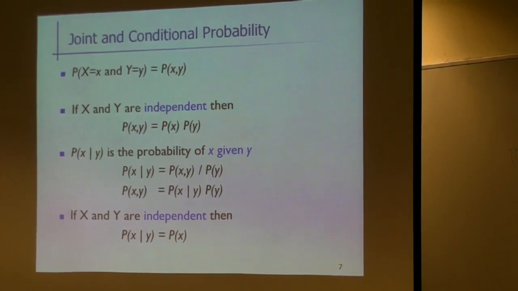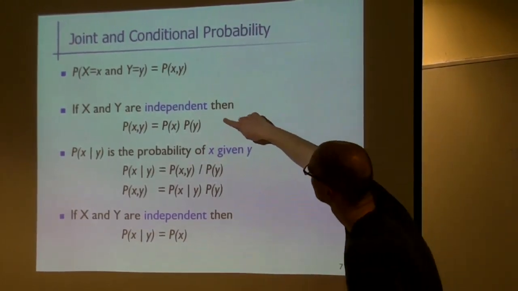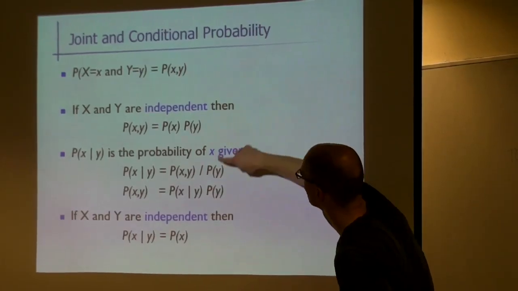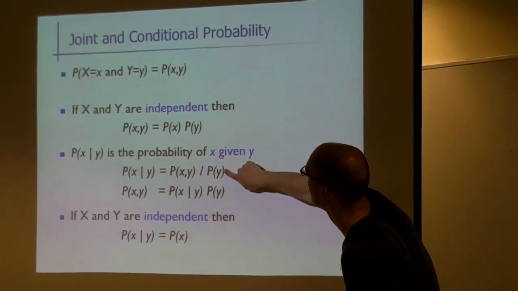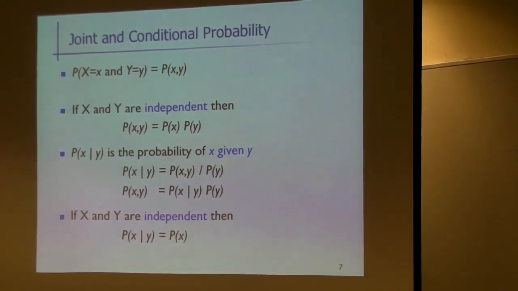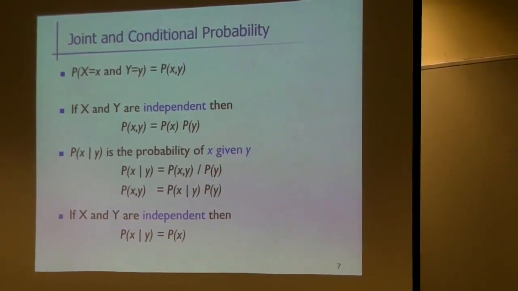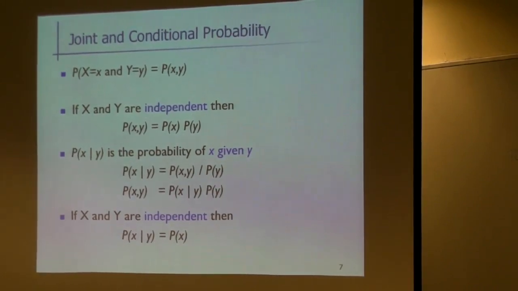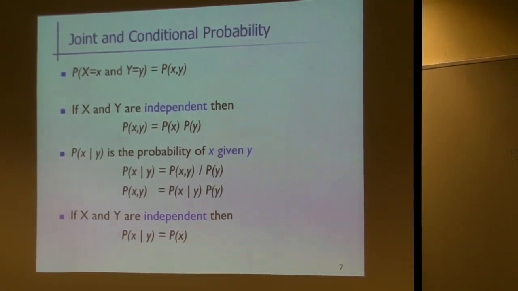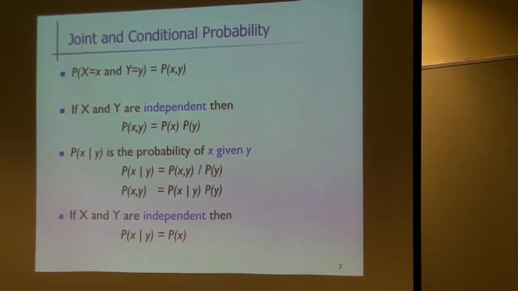If x and y are independent, namely this holds true, if you substitute that in this equation, you'll see that the P of y cancels out, and you get that the probability of x given y is just the probability of x. That also corresponds to your intuitive notion of independence, right? If you say, once I know what y is, it doesn't change anything about what I think x would be, that means they're independent.